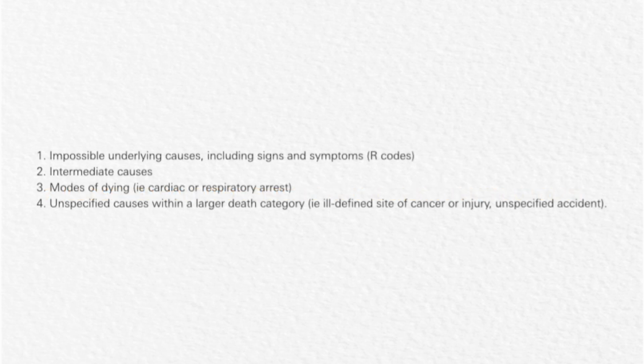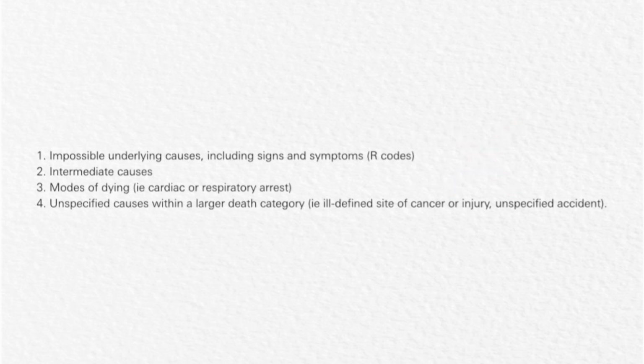Number 7. Ill-defined condition entered as underlying cause of death. Such conditions are usually coded to unusable codes, which belong to 4 main groups. Impossible underlying causes, including signs and symptoms; intermediate causes; mode of dying, that is cardiac or respiratory arrest; and unspecified causes within a larger death category, like ill-defined site of cancer or injury or unspecified accident.